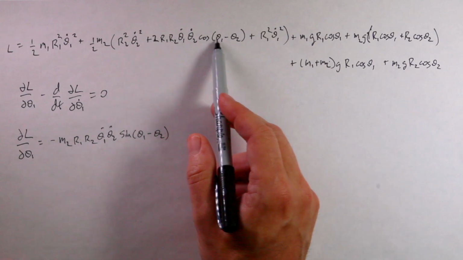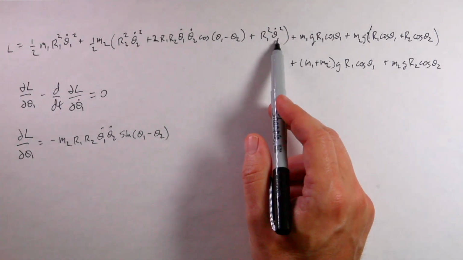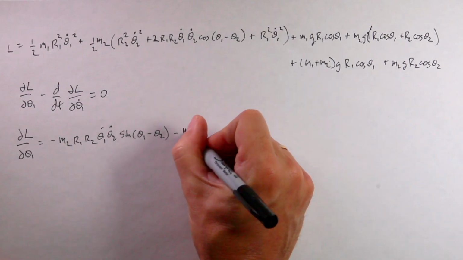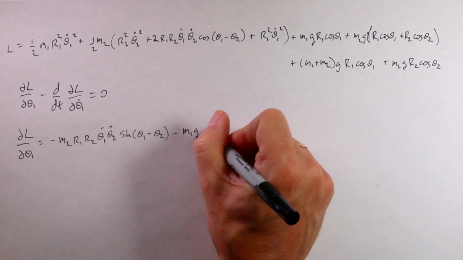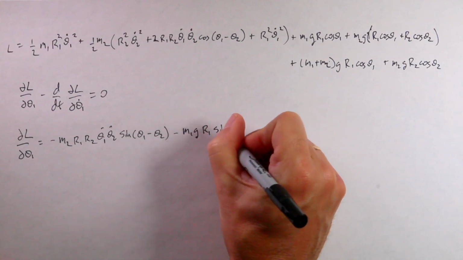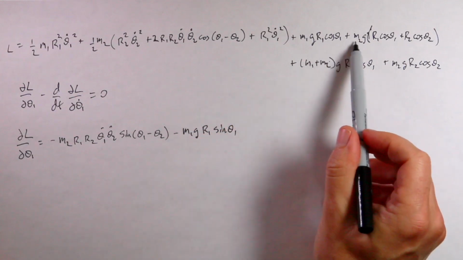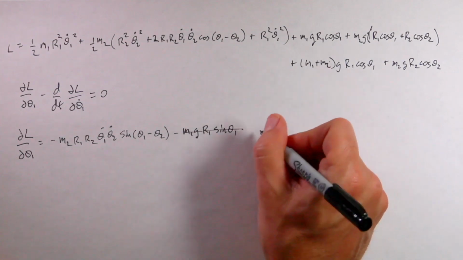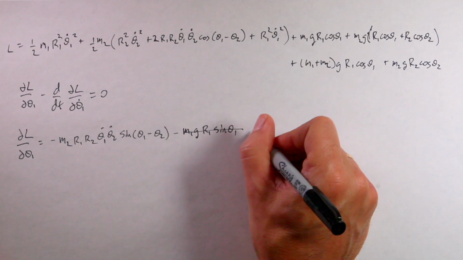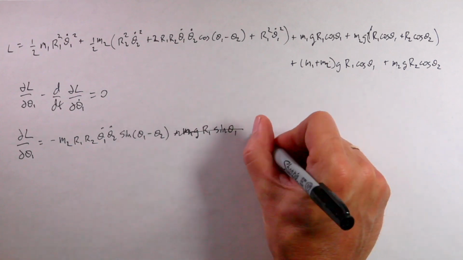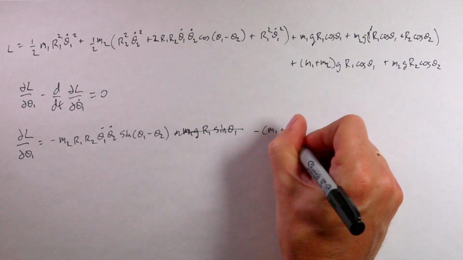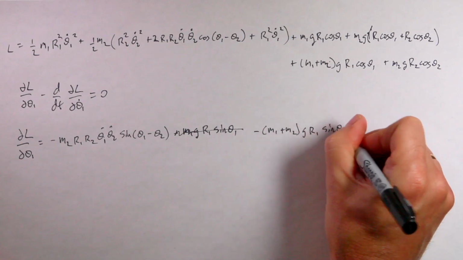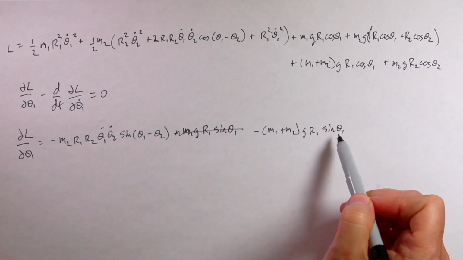Okay, now I'm looking for more theta 1 terms. Theta 1 dot doesn't count. It has to be a theta 1. Here's one right here. So again, I get a minus m1 g r1 sine theta 1. And then, I'm sorry, down here, I'm going to put minus (m1 plus m2) g r1 sine theta 1. And then the derivative of theta 1 is 1.